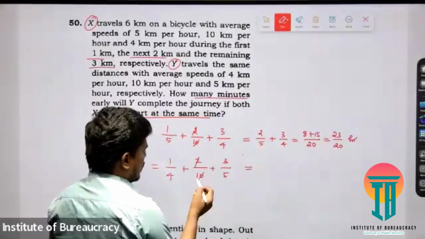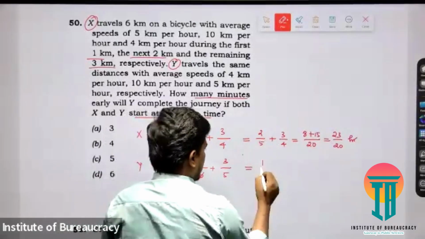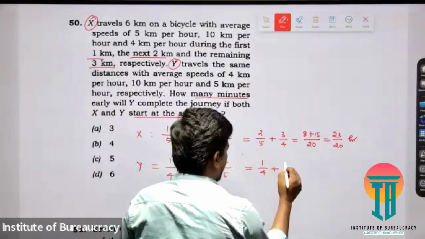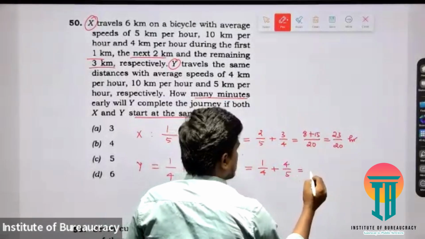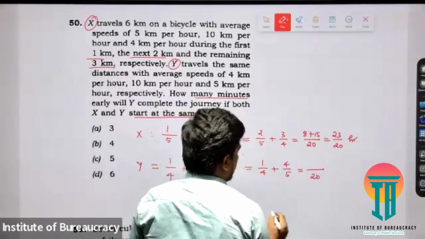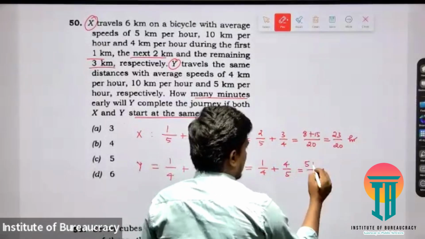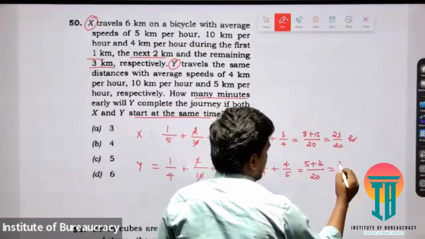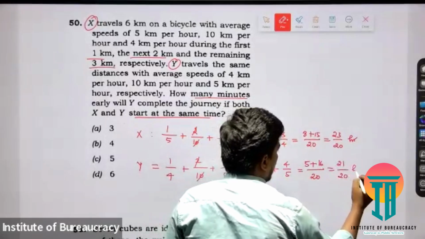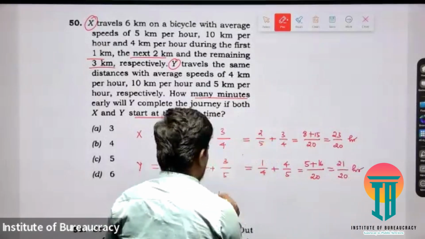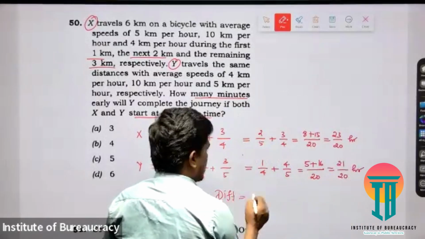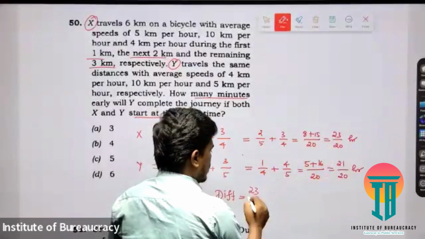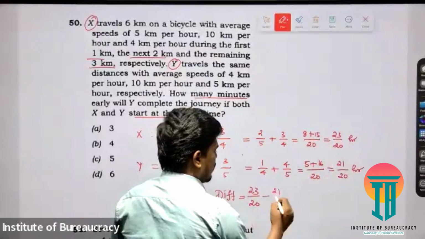For Y, this is again 1 by 5, so it is going to be 1 by 4 plus 4 by 5. The LCM is again 20. This is 5 plus 16, so this is going to be 21 by 20 hours. Now the difference is going to be 23 by 20 minus 21 by 20.